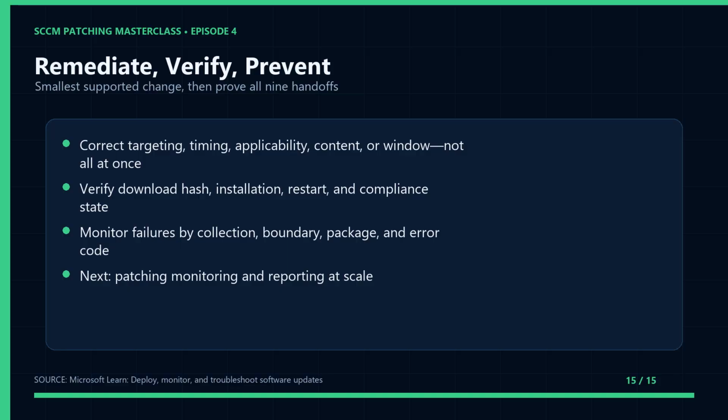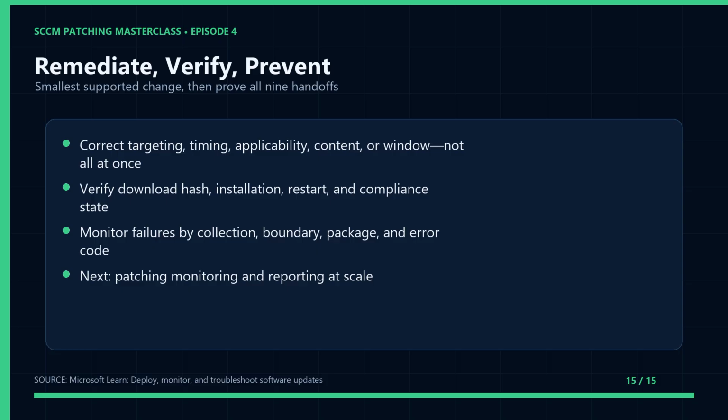Remediate only the evidenced layer. Correct collection membership or policy when the assignment is absent. Correct deployment timing or applicability when the update is not actionable. Redistribute content or correct boundary group design when no valid source exists. Correct the exact BITS, proxy, certificate, firewall, or distribution point cause when transfer fails.